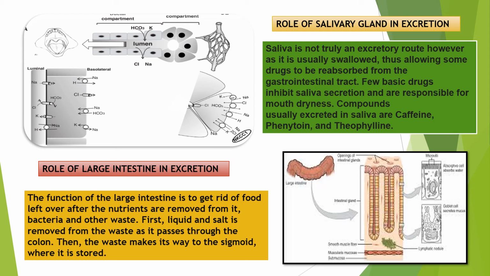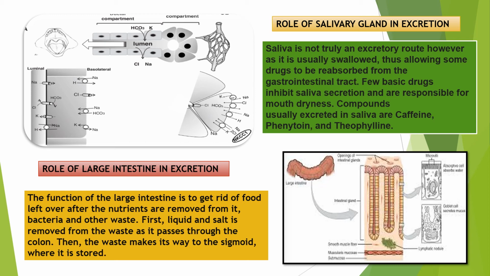Compounds usually excreted in saliva are caffeine, phenytoin, and theophylline. You can see in the diagram the total process of how salivary gland actually involves in excretion. It has been shown.